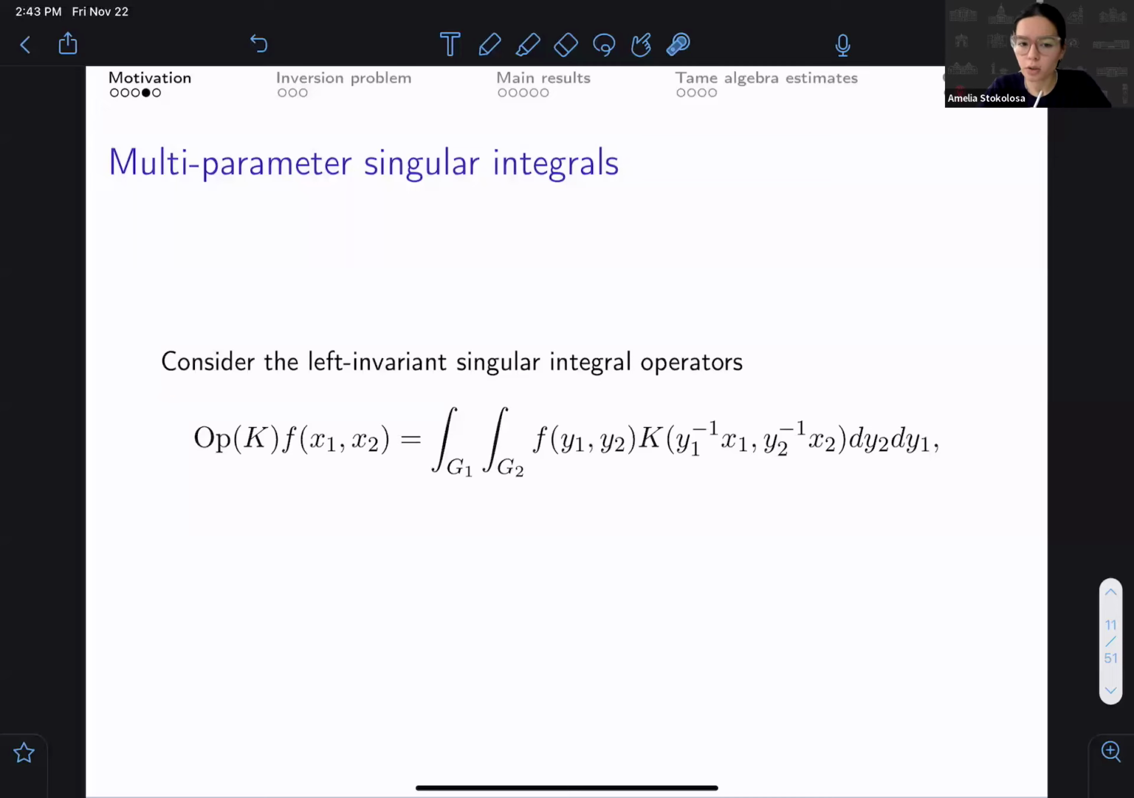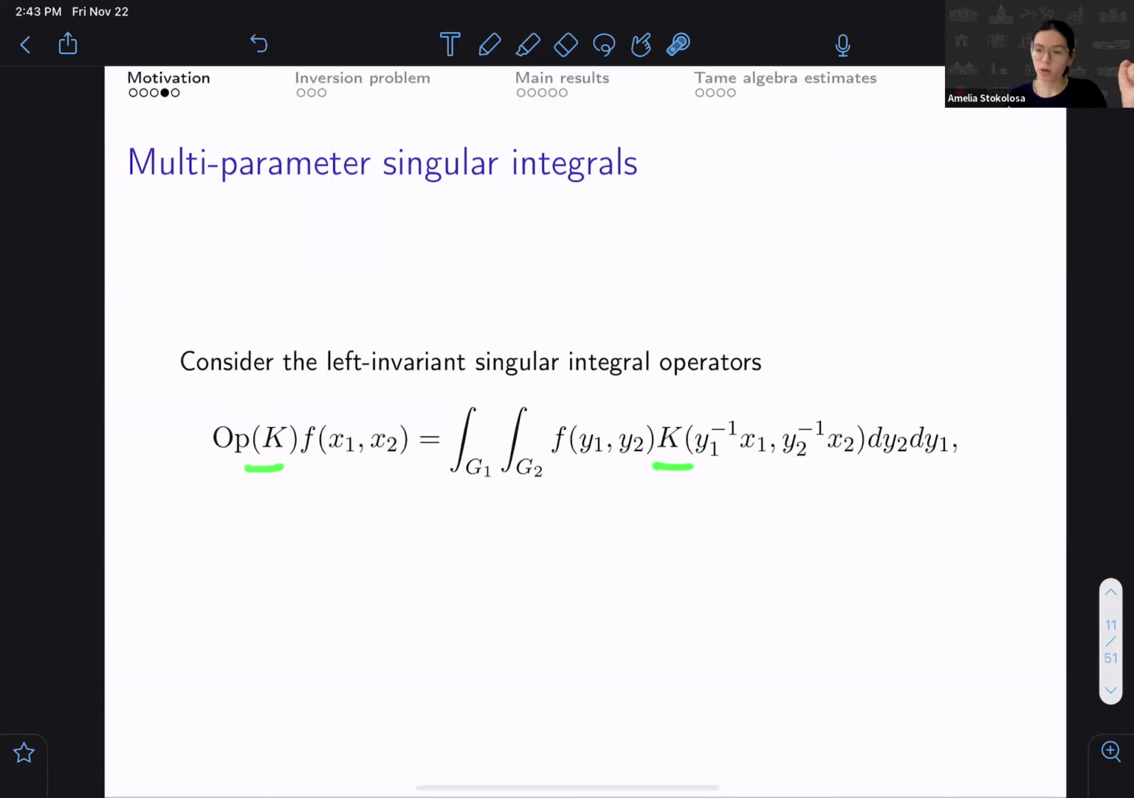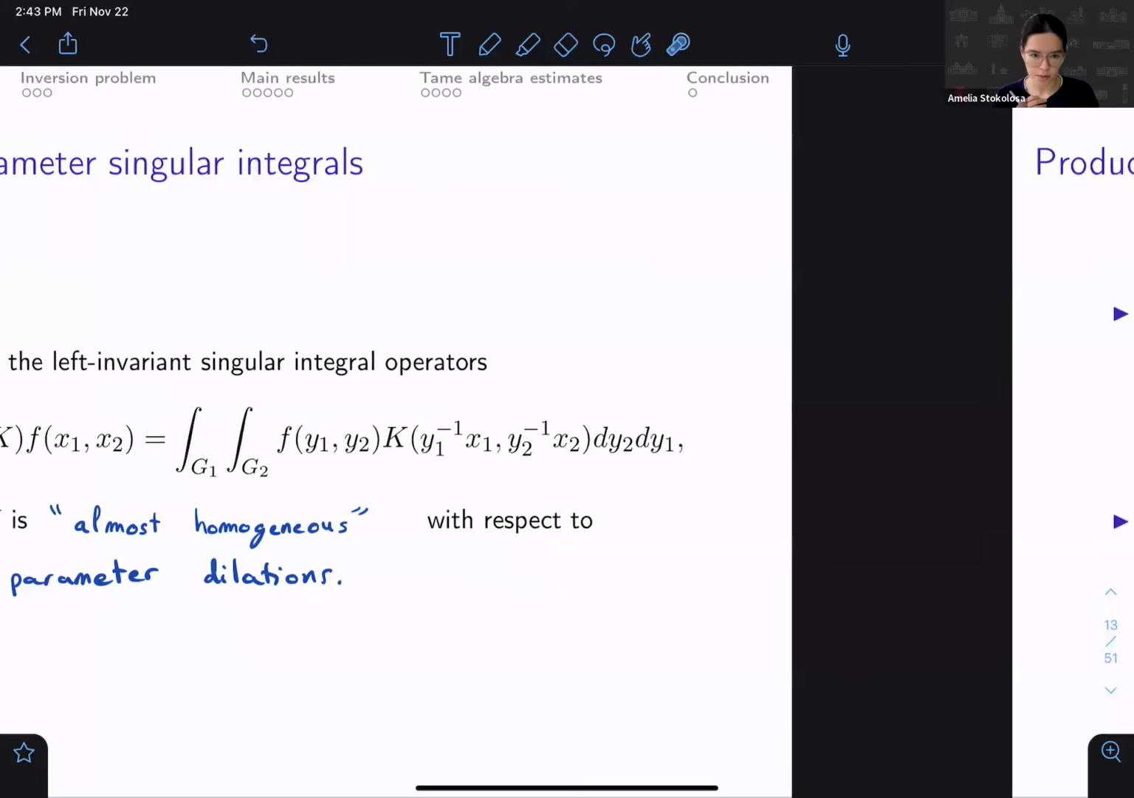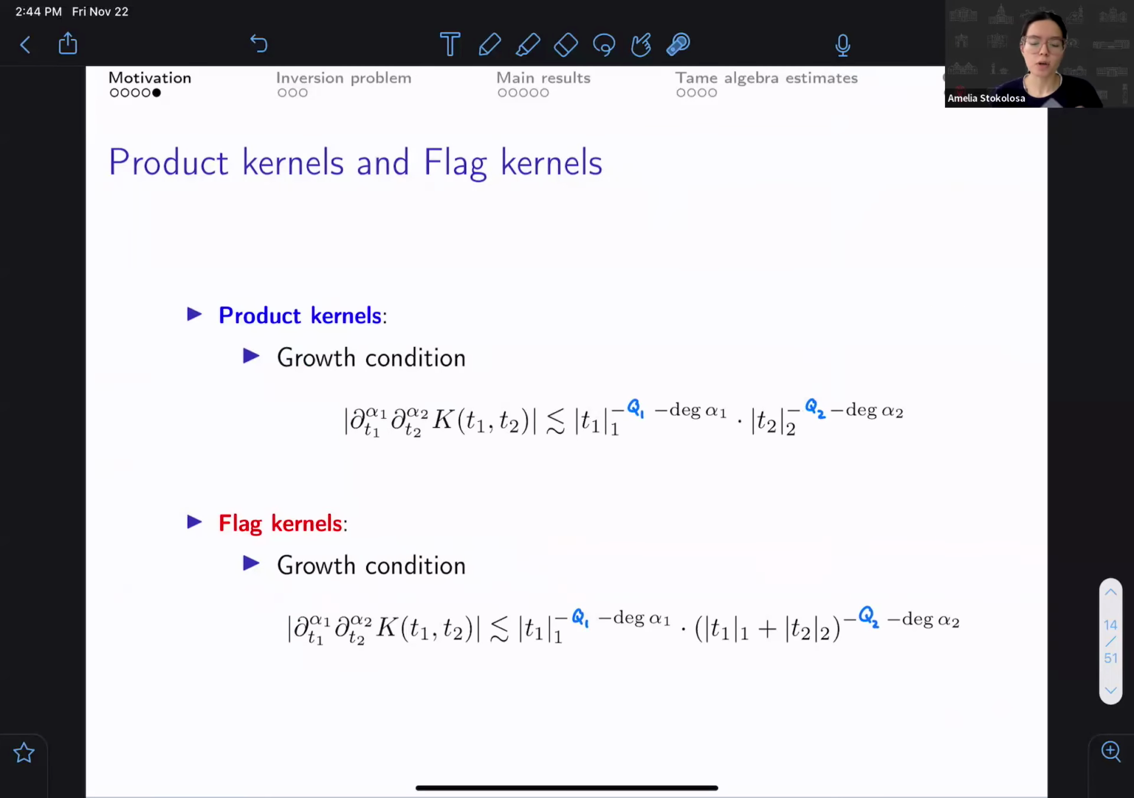We're going to consider in particular left invariant singular integral operators. Left invariant operators are given by right convolution with a kernel K. The kernel K is going to have some interesting properties. It is going to be almost homogeneous with respect to multi-parameter dilations, as they were defined in our previous slide. To say a little bit more about these kernels that characterize our operators, they are given a name. The kernels we're interested in are product kernels and flag kernels. Both of these are extensions to the multi-parameter setting of the single parameter Calderon-Zygmund theory.